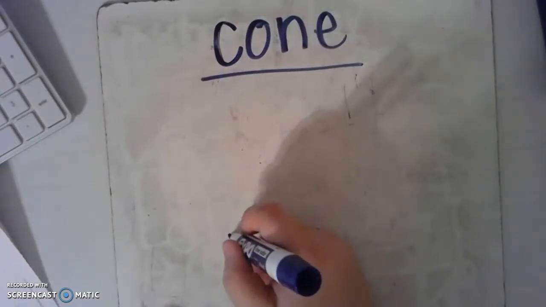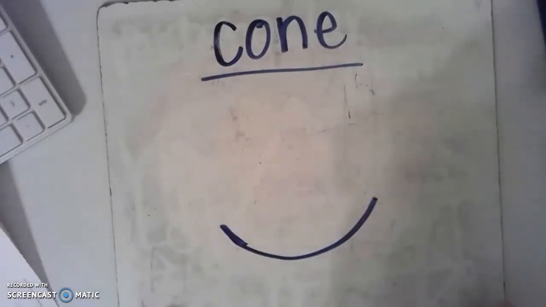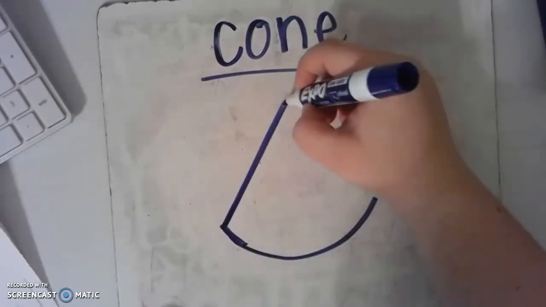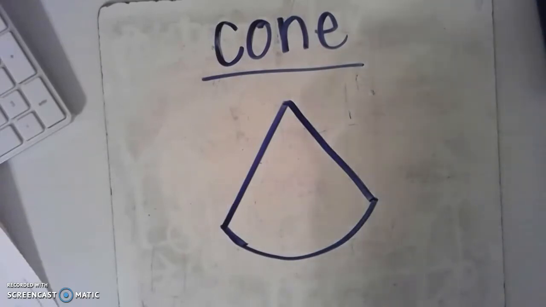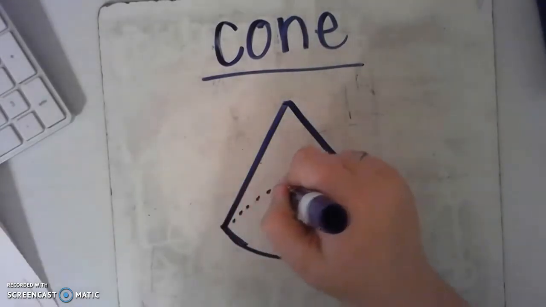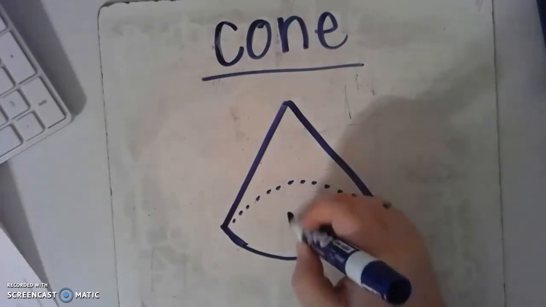So we're going to draw a kind of happy face, not too big, not too small. Then I'm going to make my face a party hat, like that. Then I'm going to draw a dotted sad face on top, just like that. And now we have a cone.